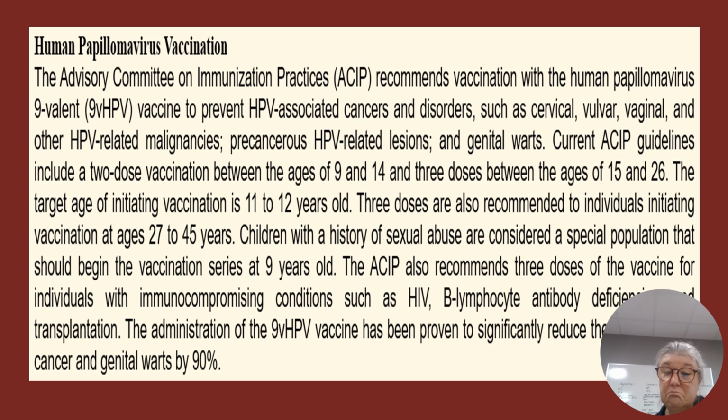You can also now give it between 27 to 45 years old. Again, the whole idea is to take that vaccine before you are sexually active, but you can still get that vaccine between 27 to 45 years old. So take a look at this slide. It's slide 35. The vaccine is said to reduce the incidence of cancer and genital warts by 90%. So, I mean, that's pretty significant.